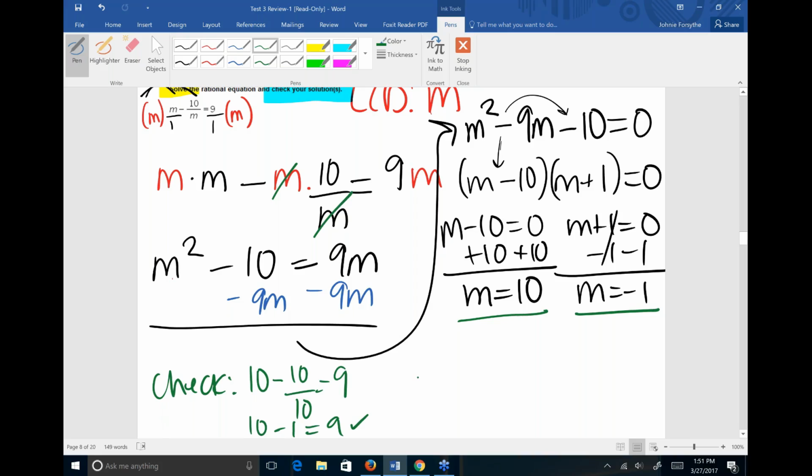Let's plug in -1 in for m. -1 minus 10 divided by -1 equals 9. So -10 divided by -1 is +10. Bring down my -1 equals 9. And -1 plus 10 is 9, so that checks as well. So these are our solutions, 10 and -1.